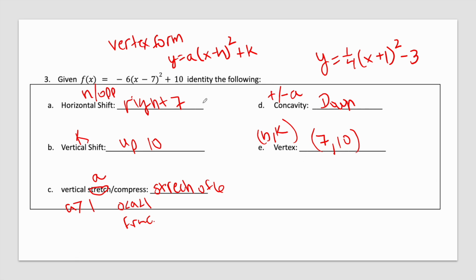Okay, so in green, I'm going to write the answers to this problem right here. This goes left 1. Since it's a positive 1, this goes down 3, so that inside is opposite. This has a compress of 1/4. It is concave up. Since this is a positive, there's no negative out in front of the 1/4. And then our vertex is -1, -3.